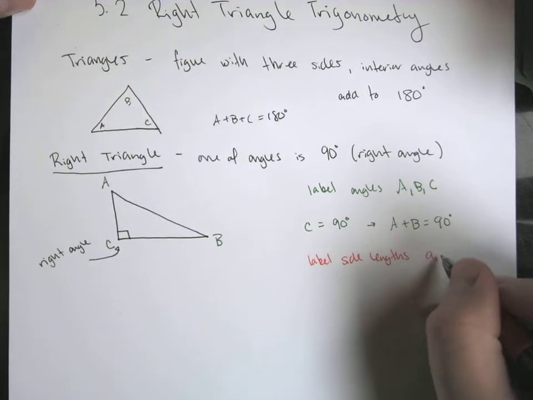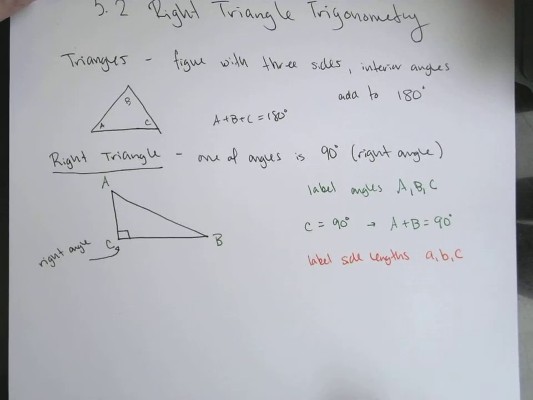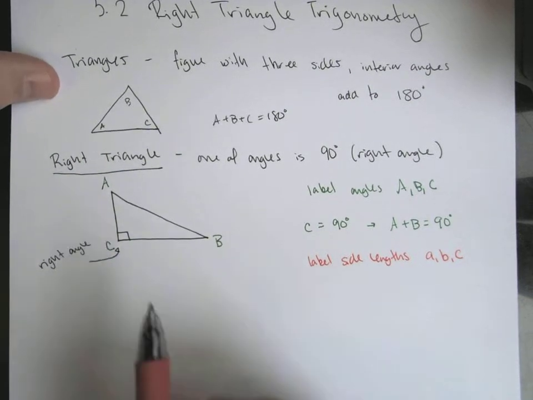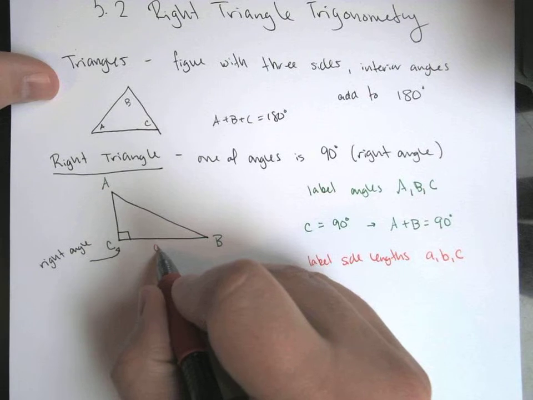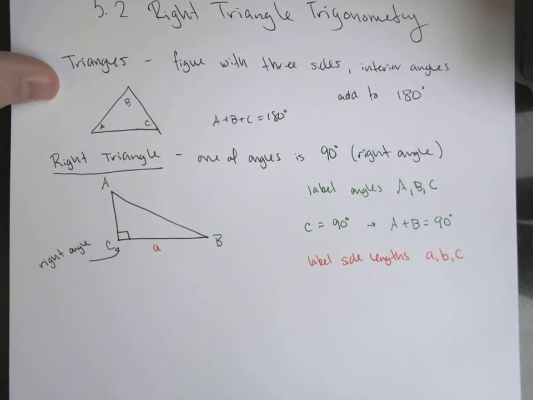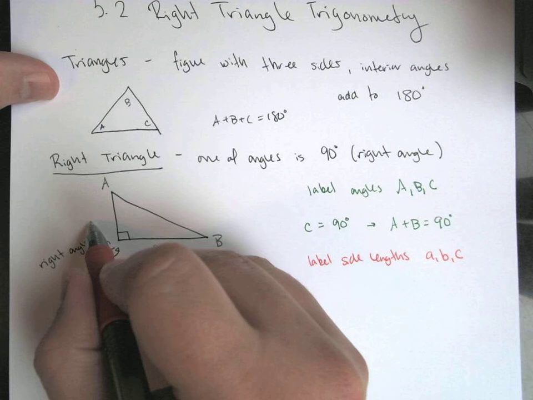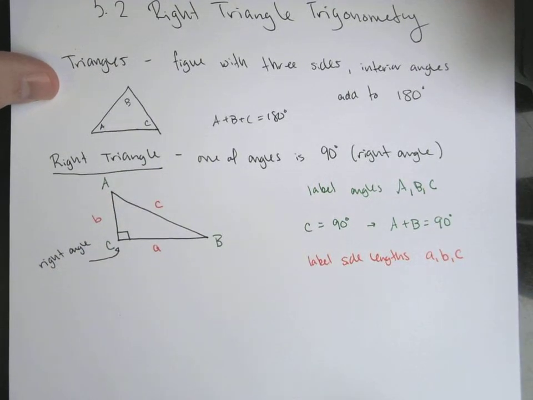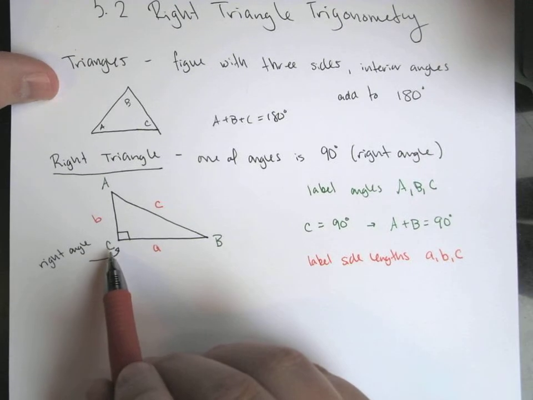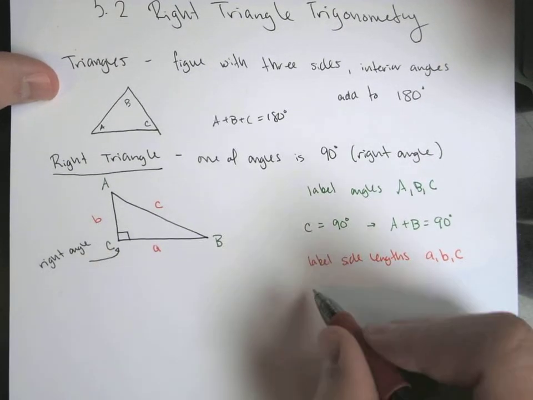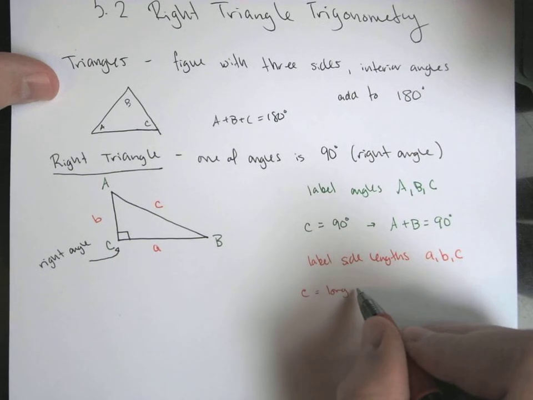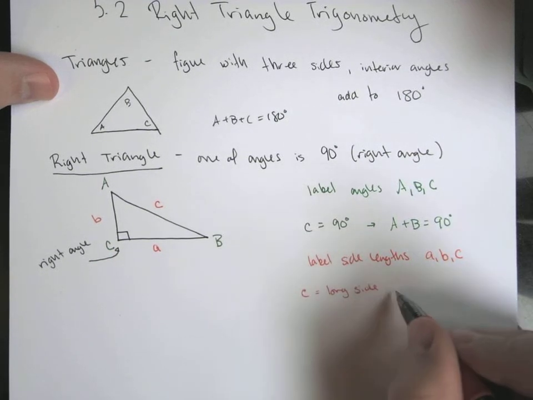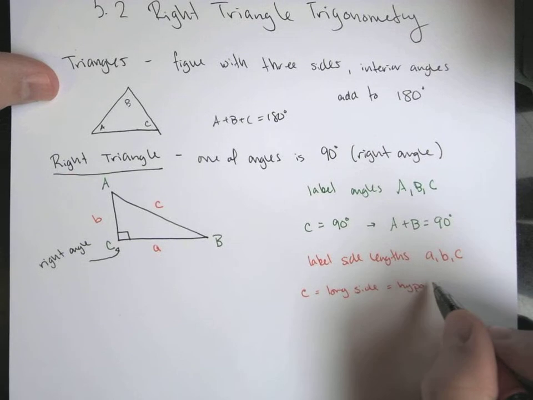So we're going to use lowercase letters for the side lengths. And we're going to sync those side lengths up to the angles that are across from them, the angles that are opposite them. So angle A is up here, that means side A is going to be the one that's across the triangle. B is here, so side B is going to be here, and that means the hypotenuse, which is our long side, is going to be side C over here. So that's across from the 90-degree angle. So side C is the long side, and it's what we're going to call the hypotenuse.